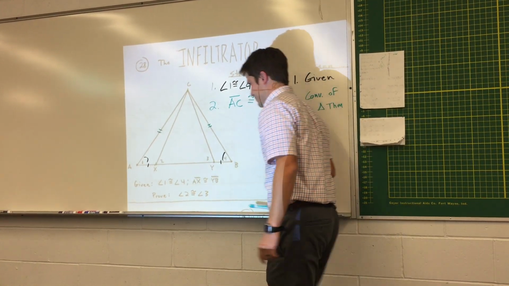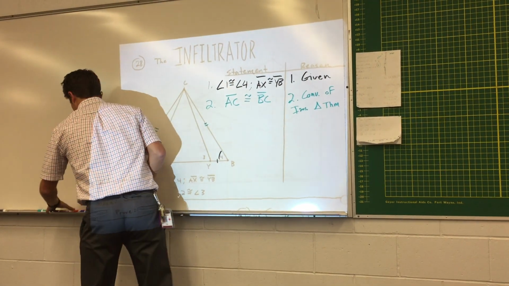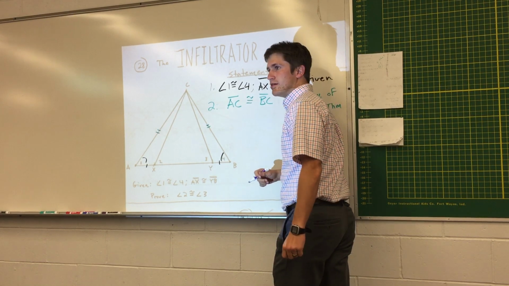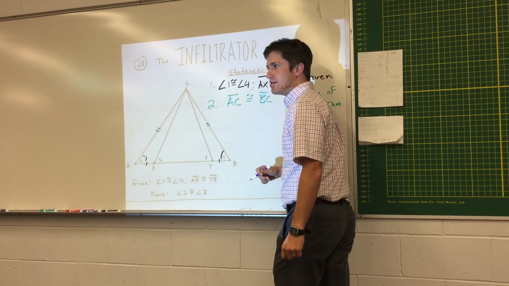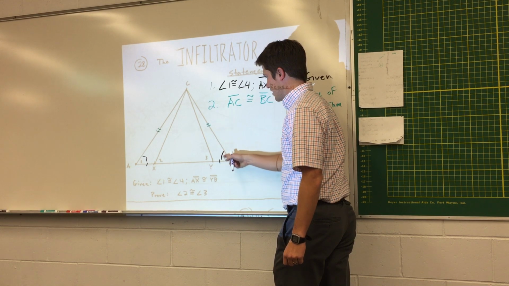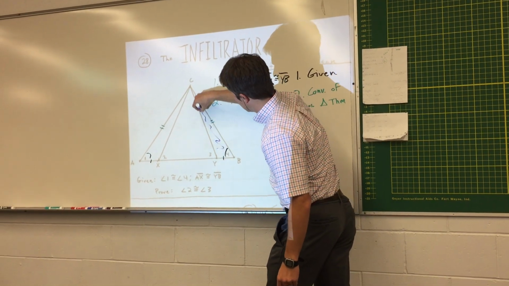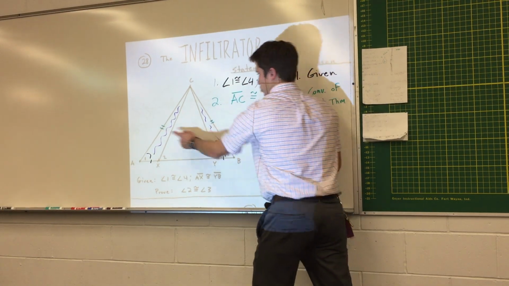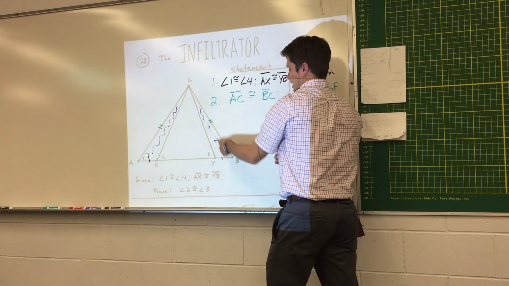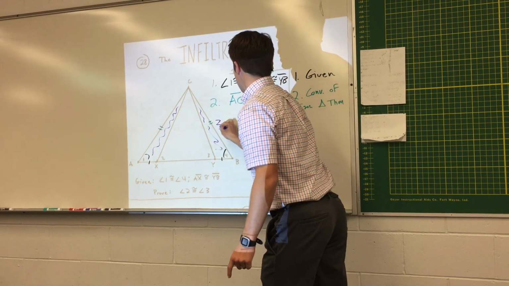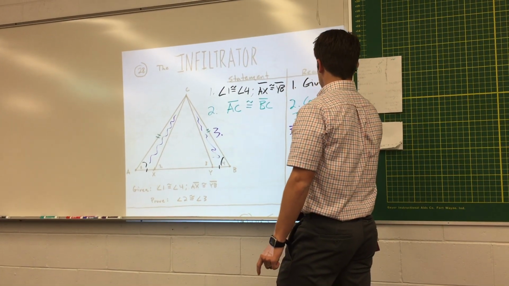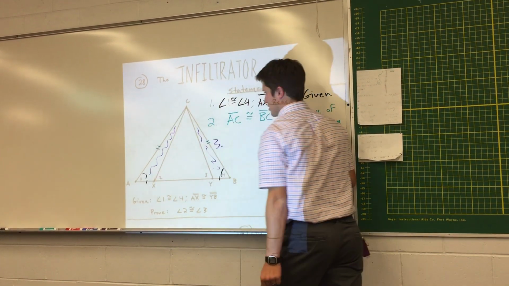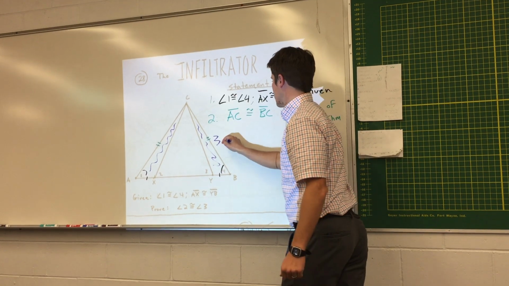What do you notice about them? They're congruent. Good job. Why? Side, angle, side. Look at these two triangles on the outside as I work my way in. Purple triangle congruent to purple triangle because of side, angle, side. I'm going to go ACX, BCY.